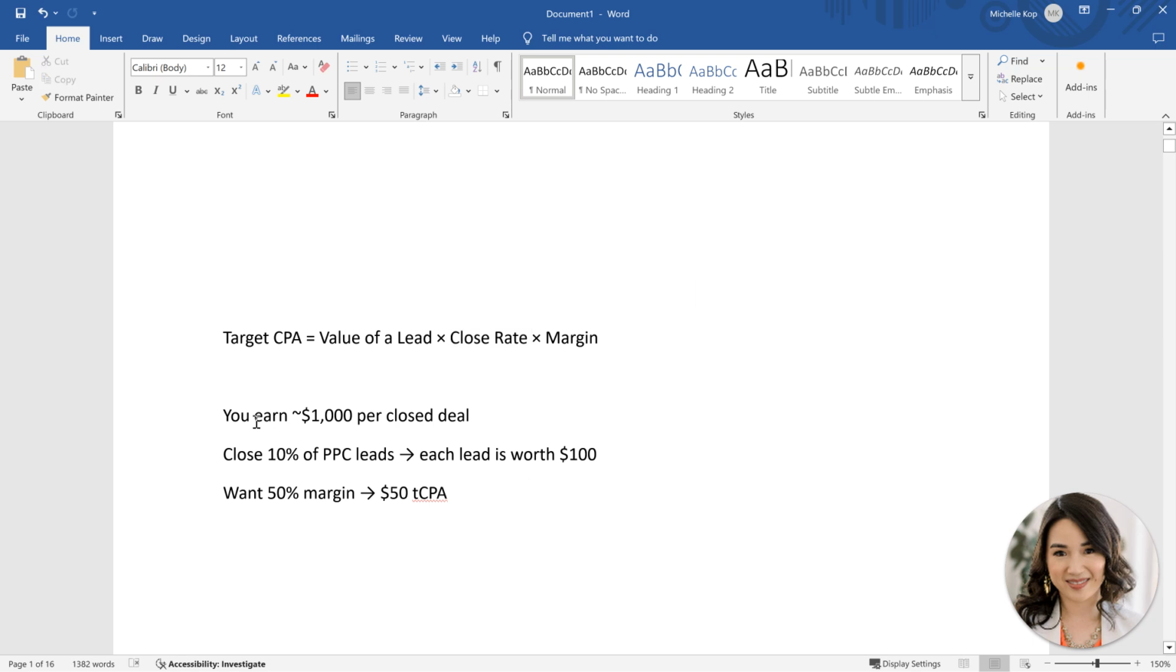So here's an example. Let's say you earn $1,000 per closed deal and you close 10% of your PPC leads. So each lead is worth $100 to you. With a 50% margin, your target CPA would be this to start out. $50.